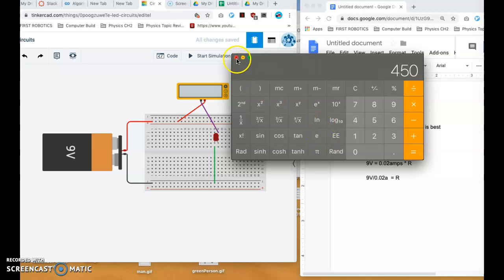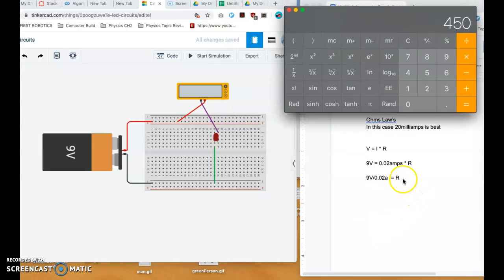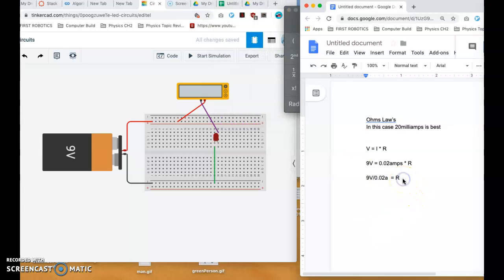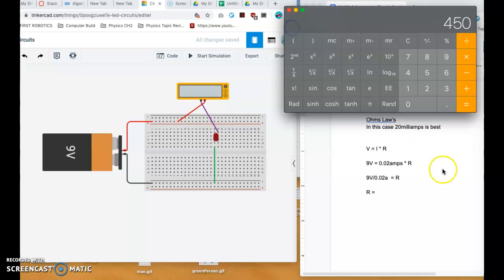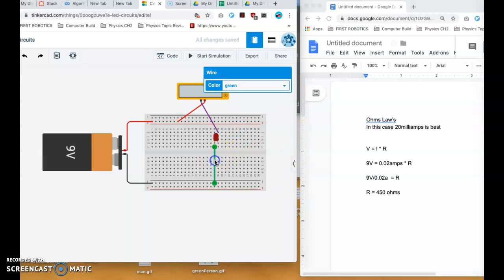Now that's sort of weird because most LEDs are happy with about 220, but we'll do some experimenting with this. So what we think is that R is going to equal, and this is why science is cool, 450 ohms, and we'll put that in there. So what we're going to need is a resistor that's about 450 ohms of resistance. So let's do this. I'm going to go back over here.